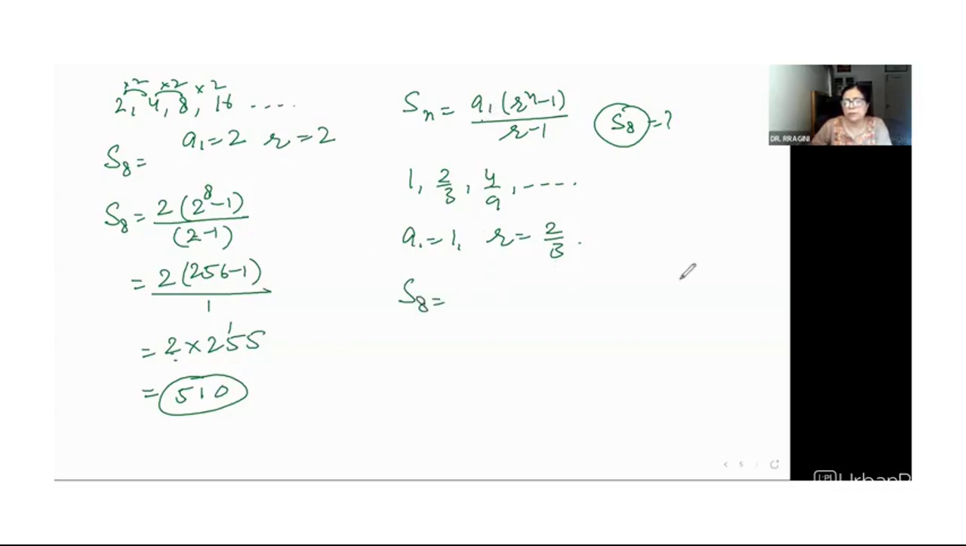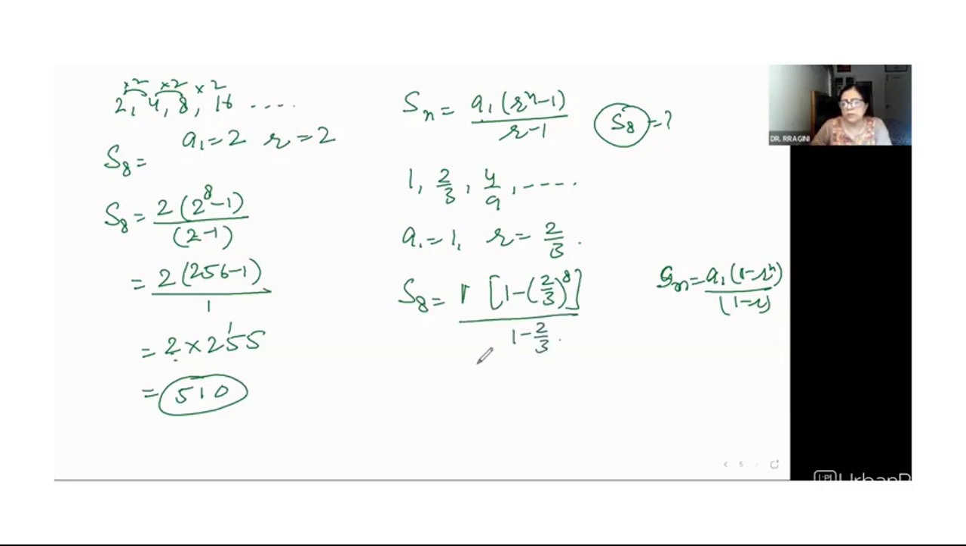Use this formula. I'm writing the formula here. Sn is A1 times (1 minus R to the power n) upon (1 minus R). Why are we using this formula? Because R is less than 1. So A1 is 1, 1 minus (2 by 3) raised to the power 8, upon 1 minus 2 by 3.